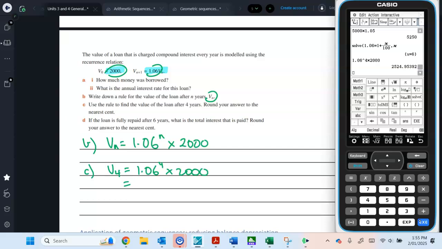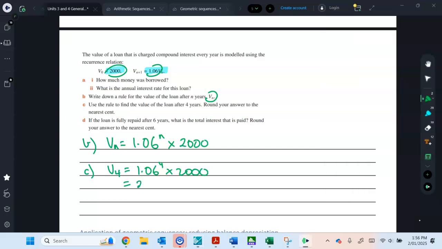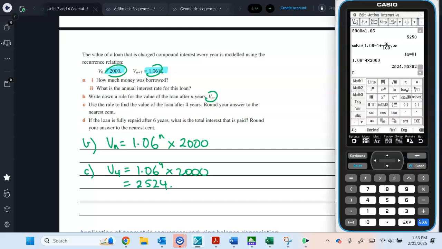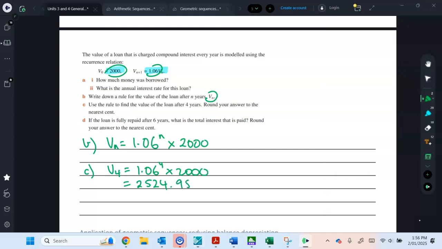Now, if you're not confident with rounding, I strongly encourage you to write more decimal places and then do your rounding. So 2524.9539. And then do your rounding. So when we're rounding to 2 decimal places, we do a cut there. So it's just going to say it's 95 cents. You don't really need to put the dollar sign in, but it looks kind of weird without it, so we'll put that there. If the loan is fully repaid after 6 years, what is the total interest that is paid?